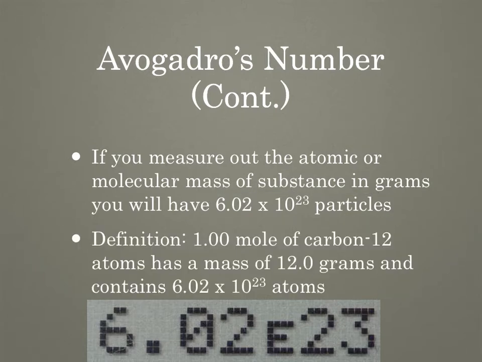So here's the definition. That's probably a little more confusing than what we were just talking about. But they're saying if I have exactly 1 mole of carbon-12, carbon-12 is kind of our standard, it would have a mass of 12 grams, and it would contain exactly 6.02 times 10 to the 23rd atoms. So that's what they're defining Avogadro's number as.